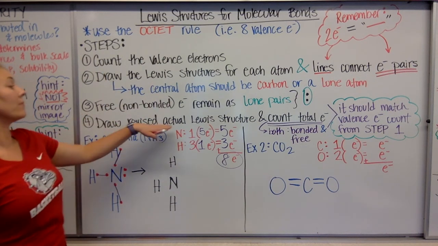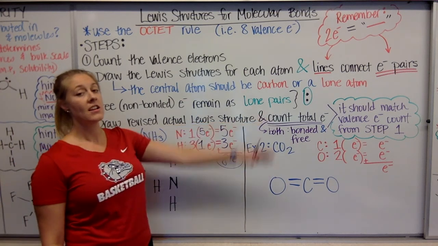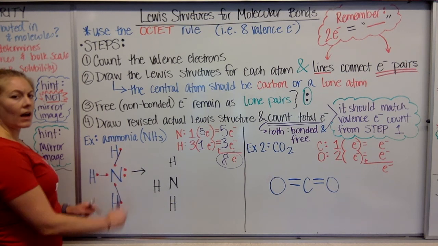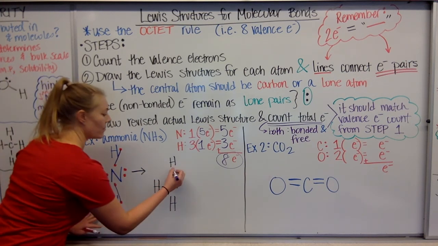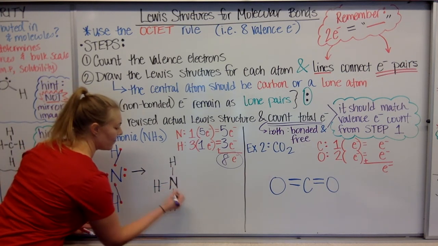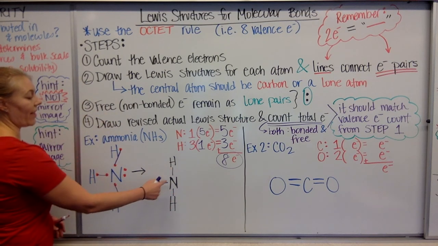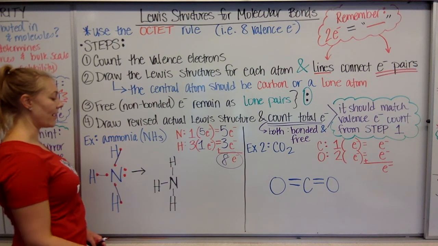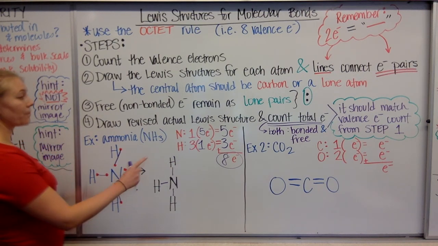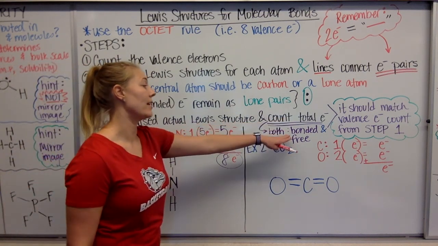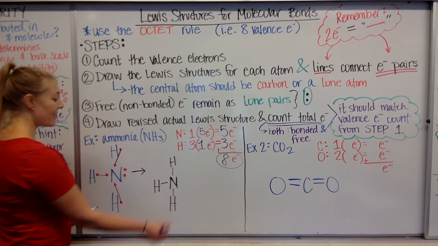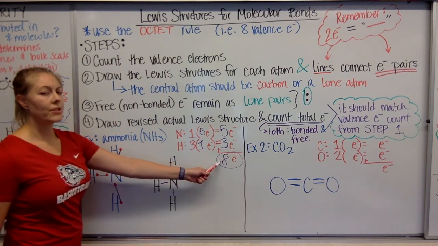So we're going to draw the revised actual Lewis structure and count the total electrons. So this is a little messy. I want to draw a little bit neater, and so I'm just going to draw the lines straight, basically, okay? And not show those electrons that make these up. I know a line is 2 electrons, so I don't need to show the electrons there. So let's count them. All right, so it says count the total electrons, both bonded or free. So right now I have 2, 4, 6 electrons, but I should be showing 8.